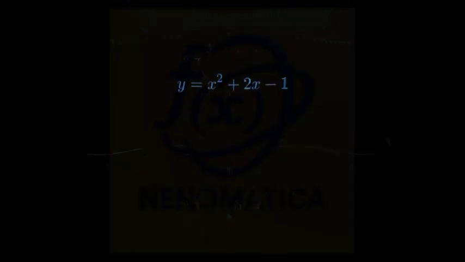In this lesson, we will graph the parabola given by y equals x squared plus 2x minus 1 using the vertex method. We will complete the square to find the vertex, identify the axis of symmetry, pick a couple of symmetric points, and then sketch the curve.